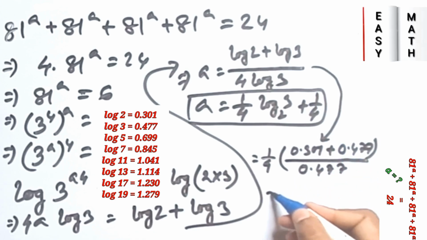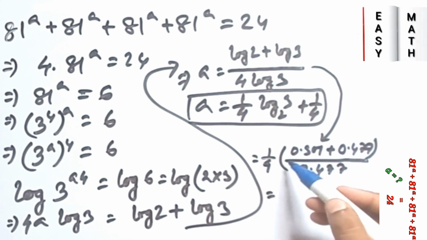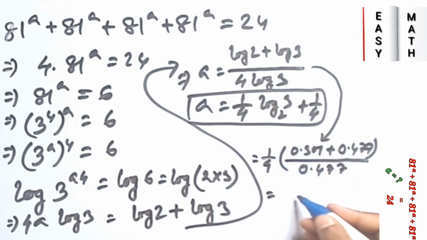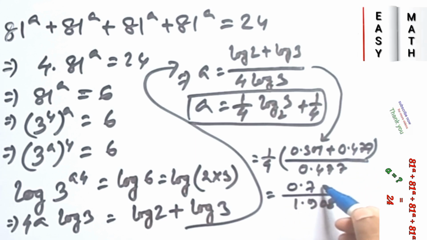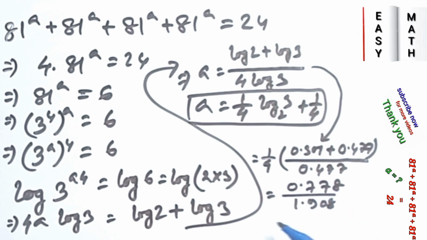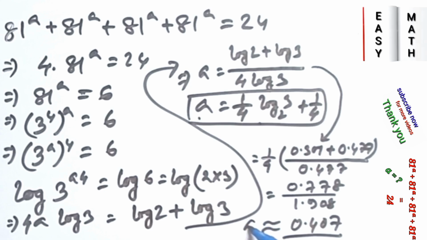So from here we get the calculated there. So 4 is there, multiply, so there is the 1.908, and this is the plus here, so there is the approximately 0.778, and this is, we cut, there is the approximately value is 0.407. So this is the a value, and this is obviously the a value.